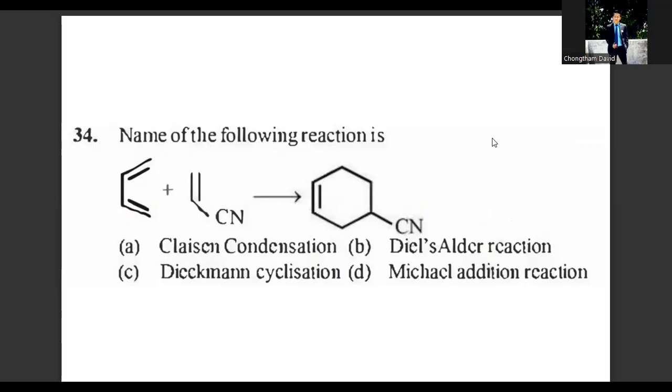This is Diels-Alder reaction. This reaction involves cycloaddition between a conjugated diene and a substituted alkene. This reaction is called Diels-Alder reaction.